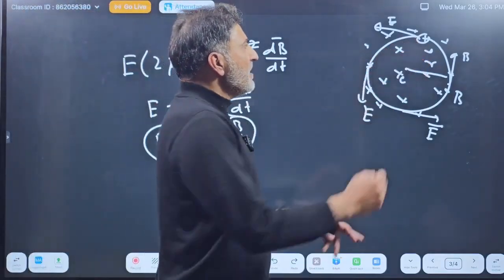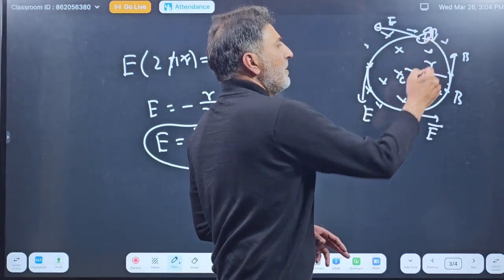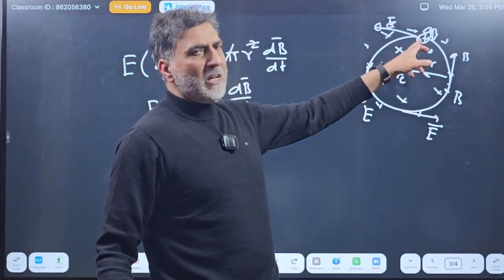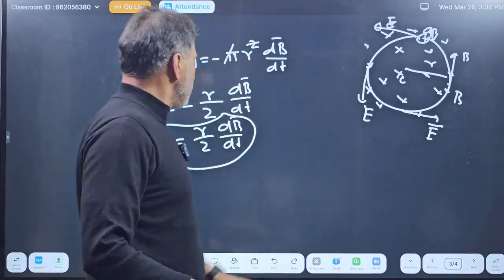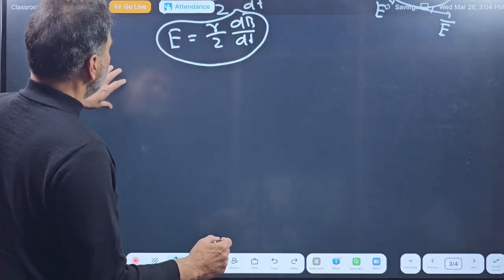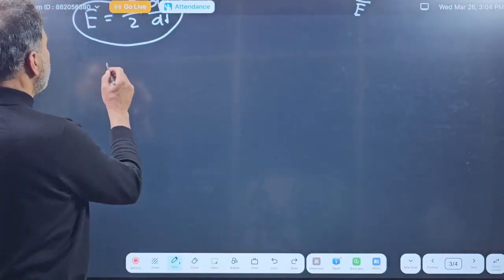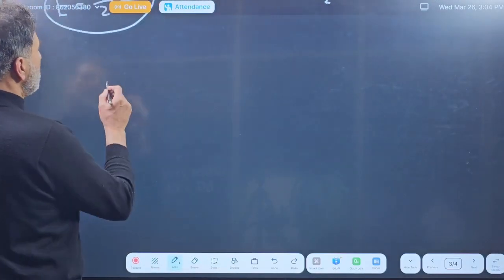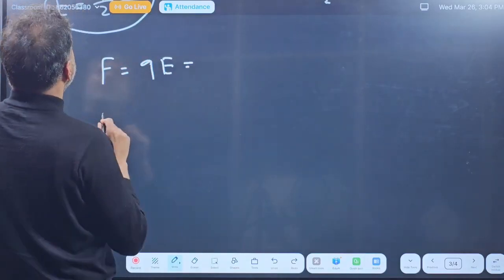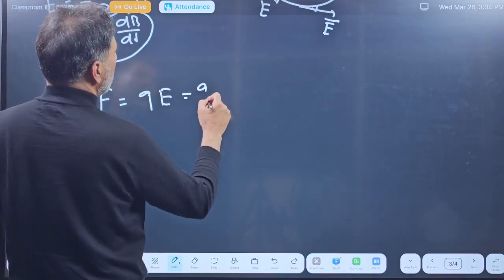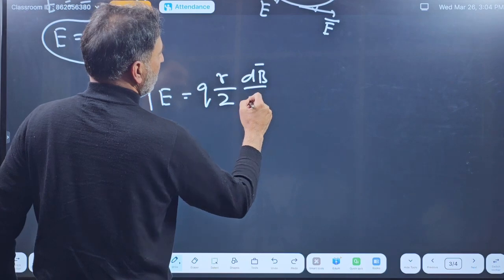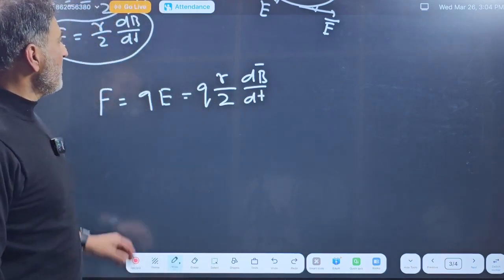But when the charge is here, now it is in the electric field. So can you tell me what is the force on the charge? The force on the charge will be Q into electric field. So the force on the charge is equal to QE, that is Q r by 2 dB by dt. This is the force on the charge.